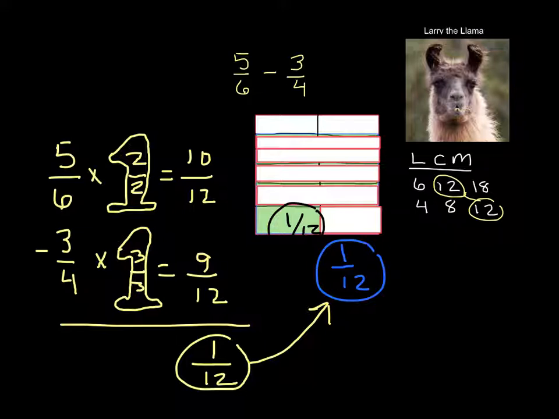So now, going back to the problem, Larry the llama is racing, and he had 5/6 of a mile as the whole race, right? And he raced as fast as he could for 3/4 of it. What does he have left? Well, he has 1/12 of the race left to keep sprinting away so that he can win the race and be the famous Larry the Llama that he already is.